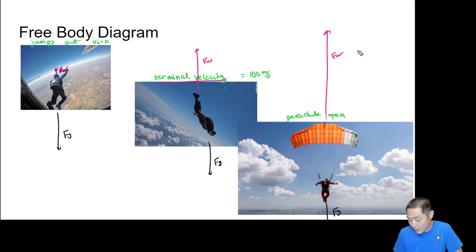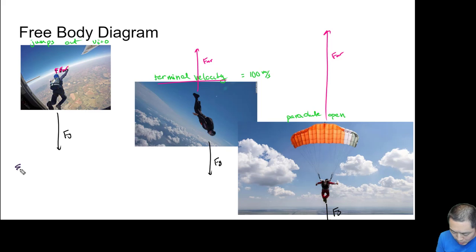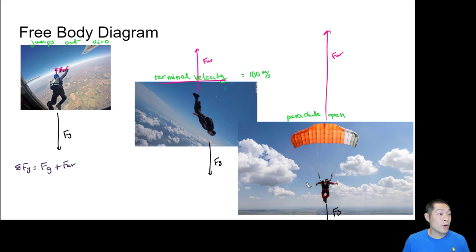Well, how is this significant? Well, let me show you. If we think of sum of all forces, in the first one you have sum of all forces in the y direction is force of gravity plus force of air friction. Now, when you look at it, that's the same for all of them. So just know that that's the same setup equation.